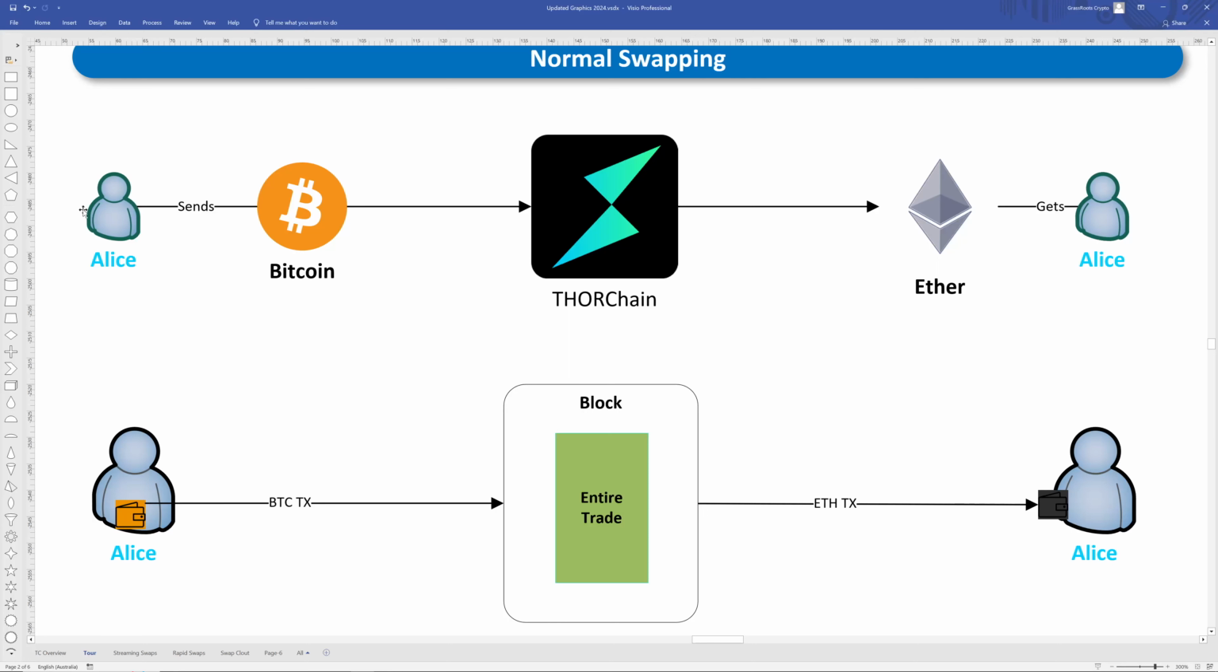So as a normal swap goes, we're doing all the trading or the one large swap generally in one block, and streaming swaps allows you to do this over multiple blocks instead of one hit. The lowest fee a streaming swap can achieve is 5 basis points or 0.05%, allowing THORChain to be very competitive, if not cheaper, than centralized exchanges.